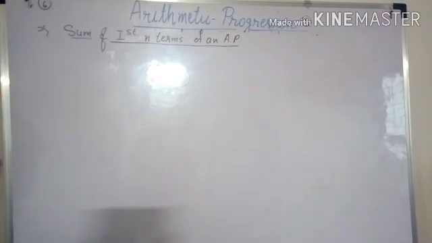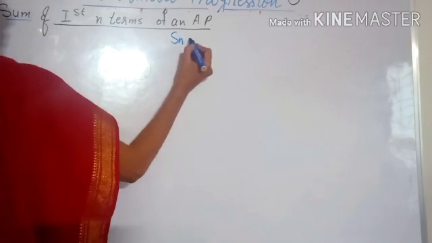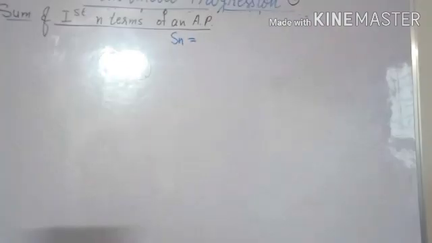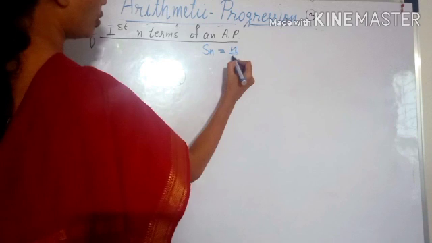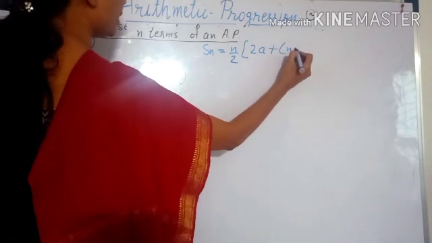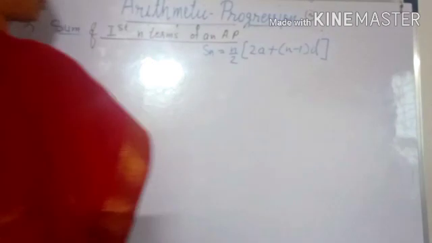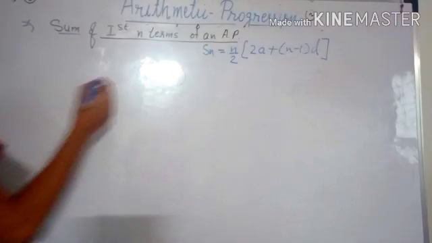Now let's see the sum of the first n terms of an AP, or arithmetic progression. The formula for the sum of n terms is Sn equals n upon 2 in a bracket 2a plus (n minus 1)d. Okay, so this is a formula. This is the first formula.